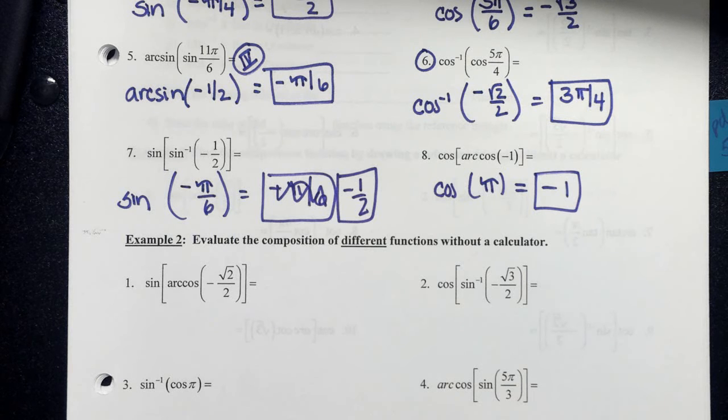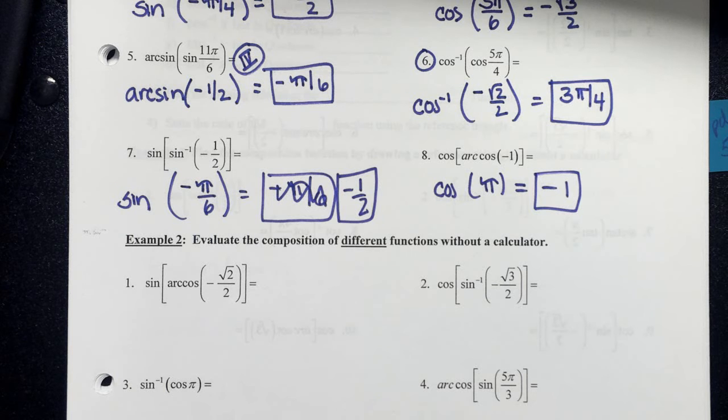And then for number 8, because negative pi over 6, that's quadrant 4, and sine is negative in quadrant 4. No, because negative pi over 6 is in quadrant 4. So, and sine is negative down there in quadrant 4. Okay? Any questions on 7 or 8?